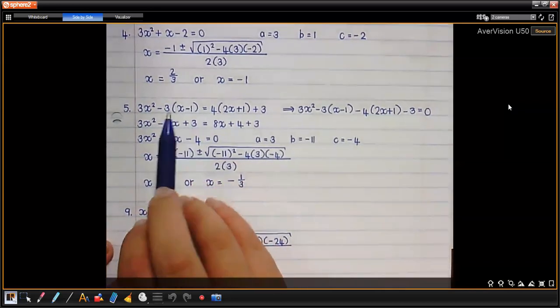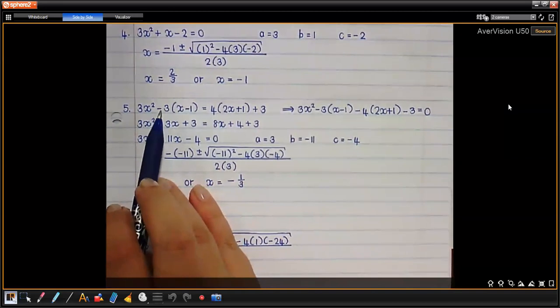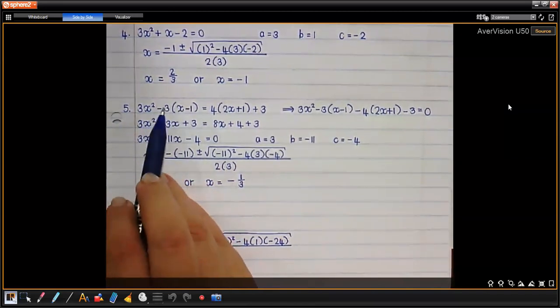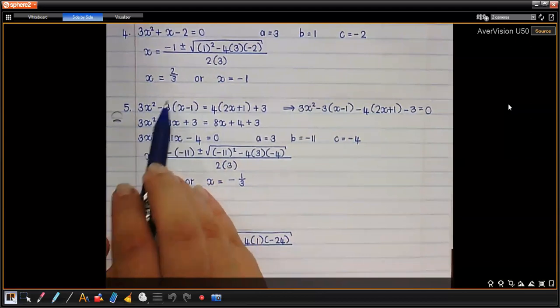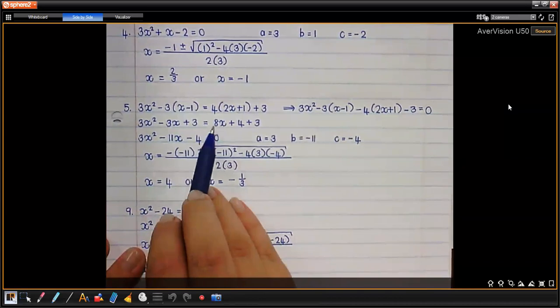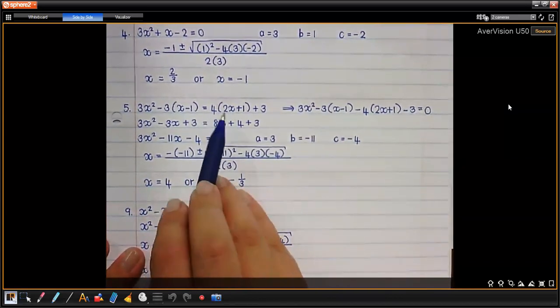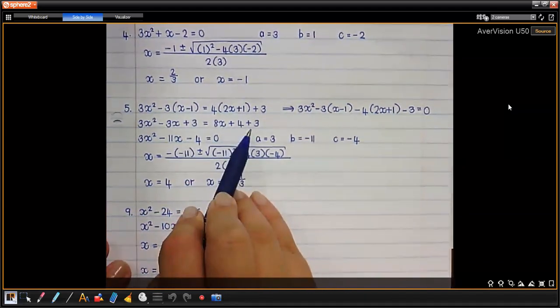Okay, but what I did was I multiplied the brackets after. So remember, if you have a number in front of the bracket, you must multiply by every term in the bracket. So we have negative 3 here. So negative 3 times x is negative 3x. And negative 3 times negative 1 is positive 3. Okay? Equals, there I multiplied my 4 into the bracket. 4 times 2x is 8x. 4 times 1 is 4. And then we have the plus 3.